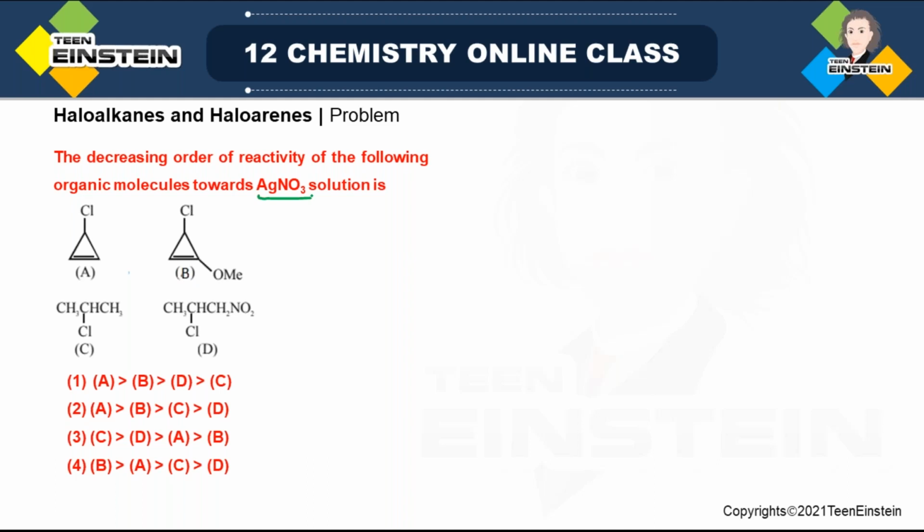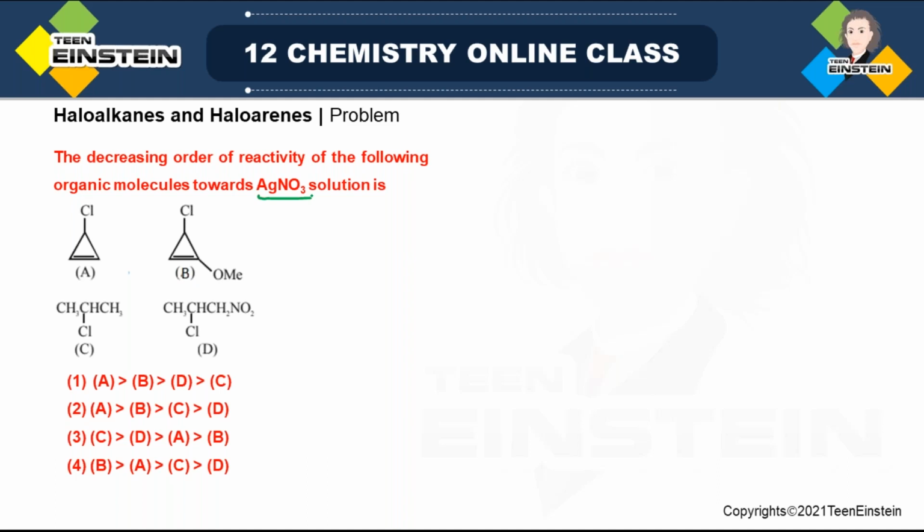See, all the molecules that are given in options A, B, C, D have a common factor. And what is the common factor? All are basically haloalkanes, that is, alkyl halides. So if it is an alkyl halide and you are treating it with AgNO3, now you may think that there is no nucleophile, then why will it be a nucleophilic substitution reaction?